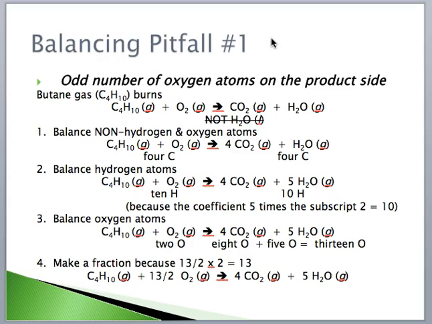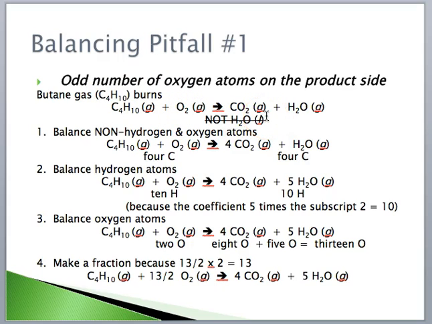I always love doing this thing with butane. It says butane gas burns. Okay, I'll give you the formula of butane because I know you don't know that. And I'll tell you it's a gas. I need the states there as well, but mostly on the product side because when I grade, I will only grade the product side. And as I just mentioned, if I said something burns, you are to react it with oxygen gas.